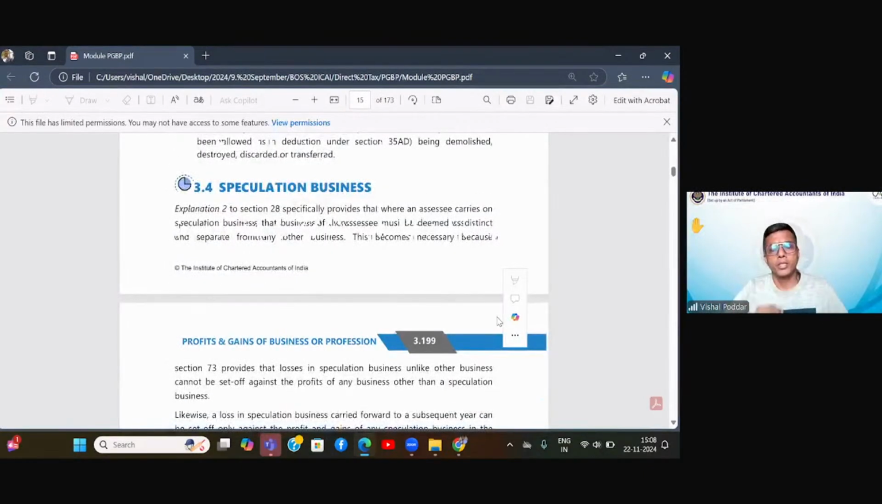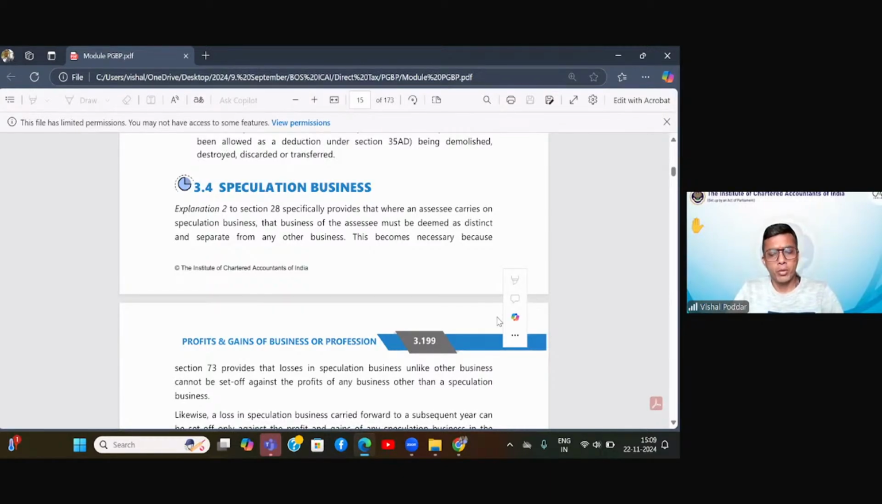Now, this is an interesting concept. Though this concept does not have much application or use under the PGBP head as such, it is more useful when you do the set-off chapter. But what is this particular concept? Let us understand. The name is speculation business, or you can also call it speculative business.